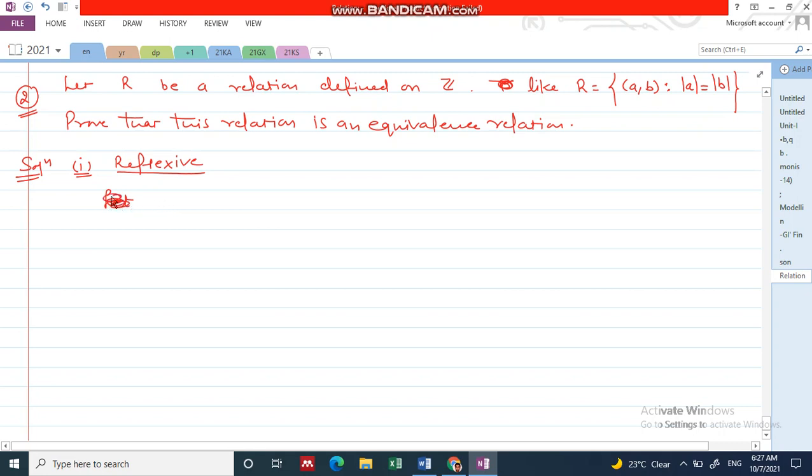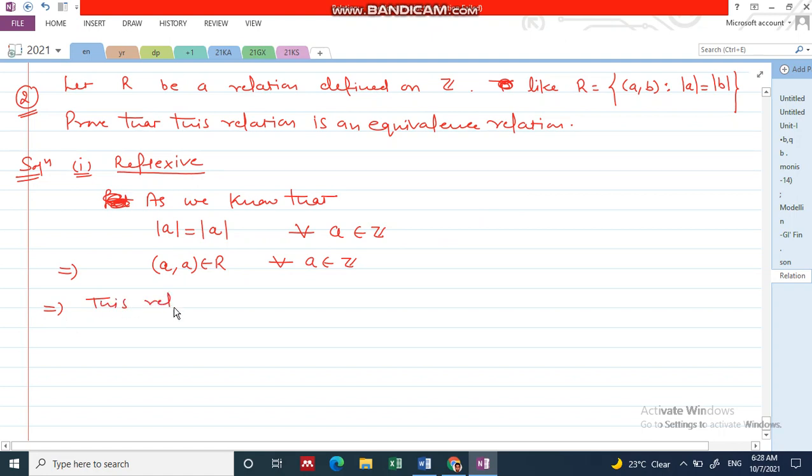As we know, the magnitude of any element A is equal to the magnitude of A. Okay? And this holds true for all A belonging to Z. So what does it imply? As the magnitude of A is equal to the magnitude of A, we can say that (A, A) is a member of R, where A belongs to Z. So it implies that this relation is reflexive.